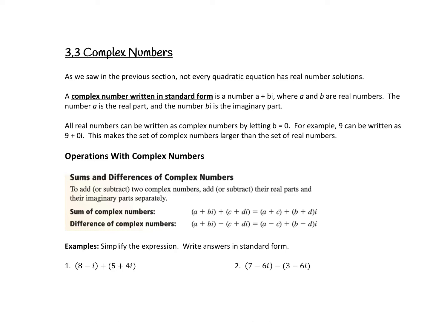So as we saw previously, not every quadratic has real number solutions, which is why we do stuff with the imaginary number i. When a complex number is written in standard form, this might be a good thing to highlight. When it's written in standard form, it's a number a plus bi. So a plus bi is your standard form, where a and b are real numbers. a is the real part, bi is the imaginary part.